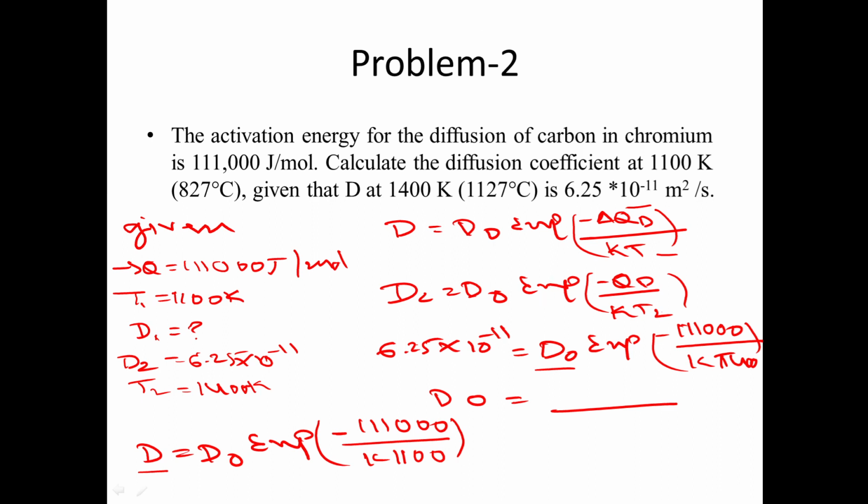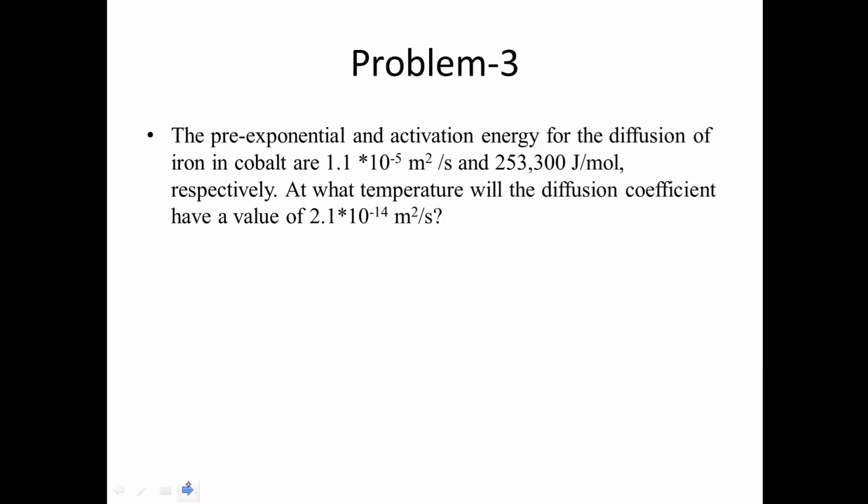Okay. We will move to the next problem. The pre-exponential and the activation energy for the diffusion of iron in cobalt are given here. So this one and this one are both given respectively. At what temperature will the diffusion coefficient have a value of this? You need to find that. So let's write the given.